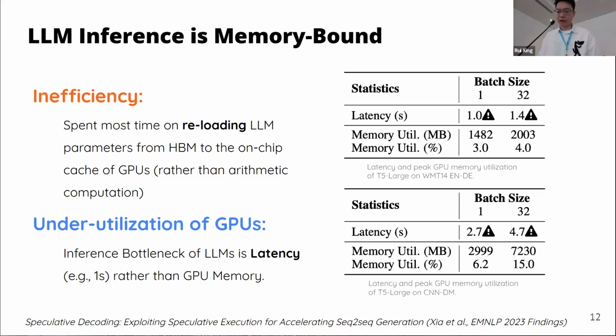And when we host the same model on summarization, which requires a larger output length, the latency is near 3 to 5 seconds, while the GPU memory and utilization are still under 15%. In other words, the latency of large language model inference is reaching the user tolerance, while we still have large room for GPU utilization and memory.